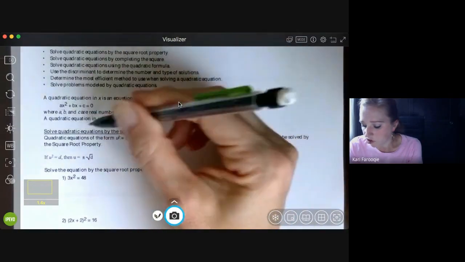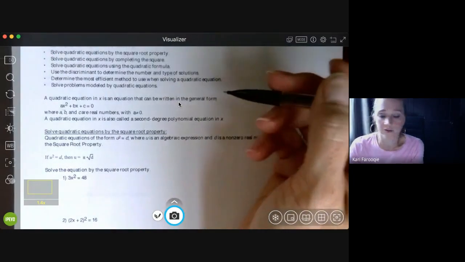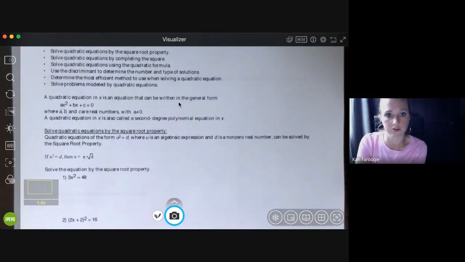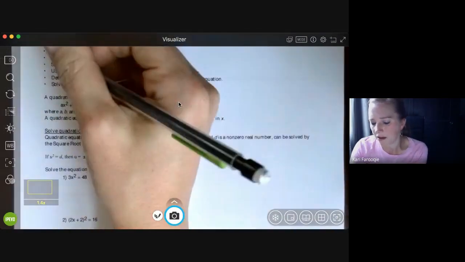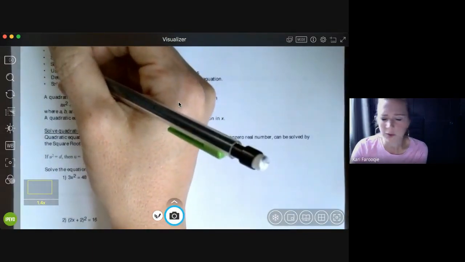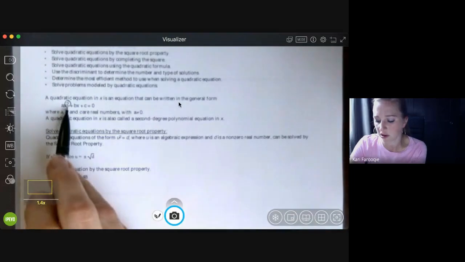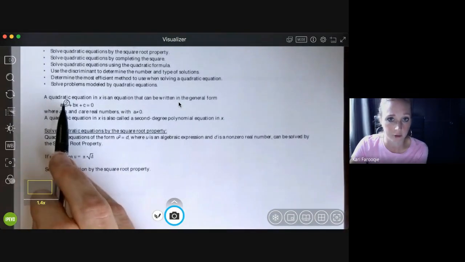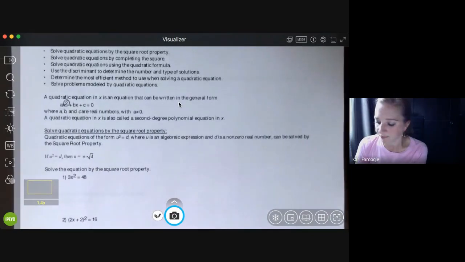A quadratic equation in x is also called a second degree polynomial equation in x. And we'll get into a lot of working with different degrees of polynomial equations. This one is a second degree. You might have talked about polynomials a long time ago. The degree of the equation is always just signified by the largest exponent that shows up on any one of your terms. So that's why you have a second degree equation.